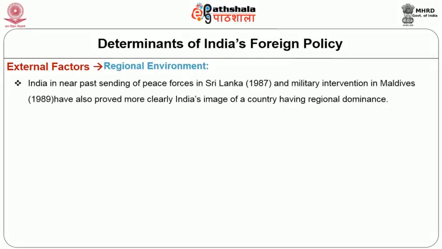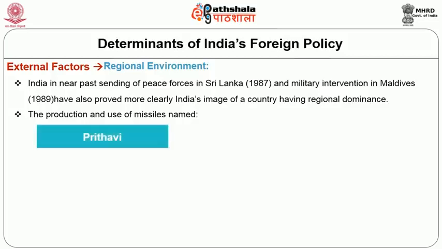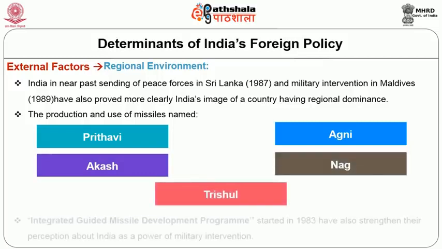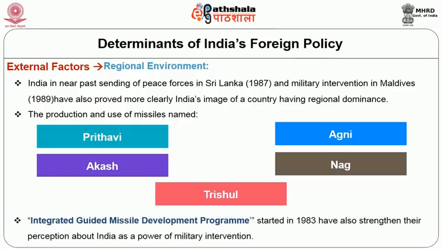Besides this, two steps taken by India in the near past, sending of peace forces to Sri Lanka and military intervention in Maldives, have also proved more clearly India's image of a country having regional dominance. The production and use of missiles named Prithvi, Agni, Akash, Nag and Trishul under the Integrated Guided Missile Development Program started in 1983 have also strengthened their perception about India as a power of military intervention.